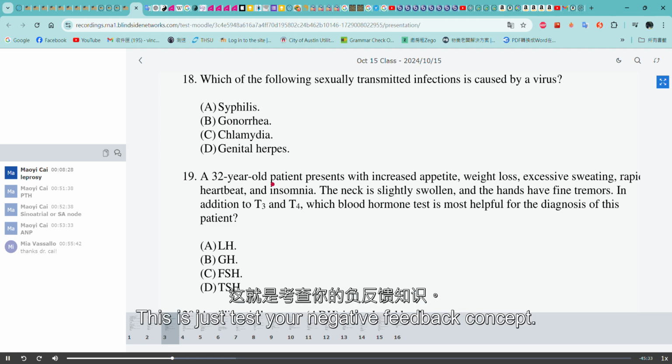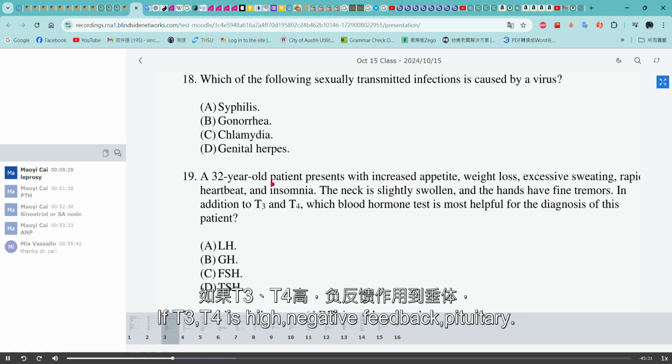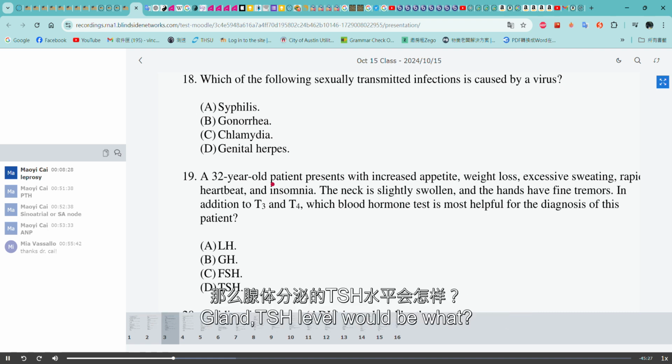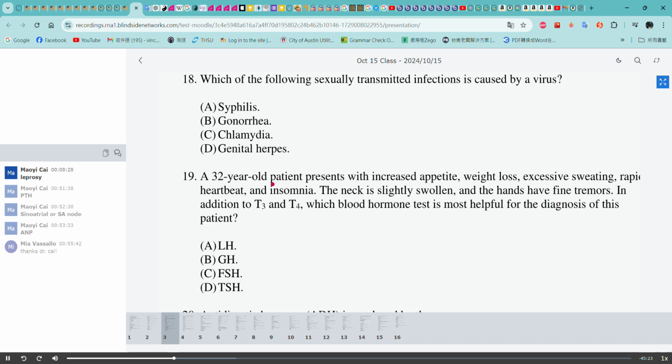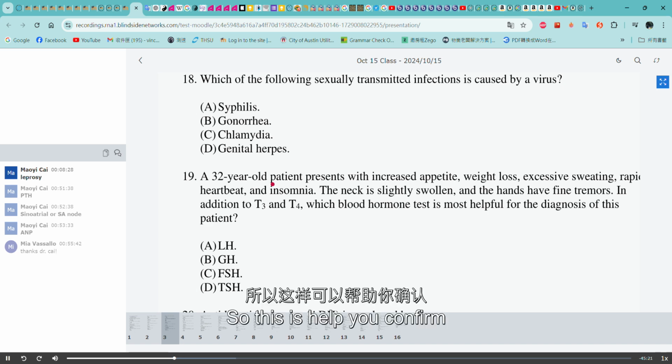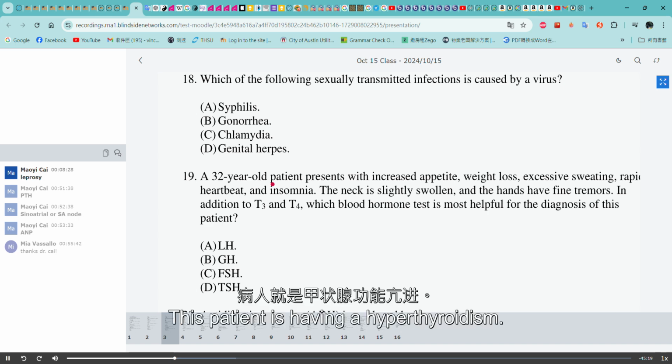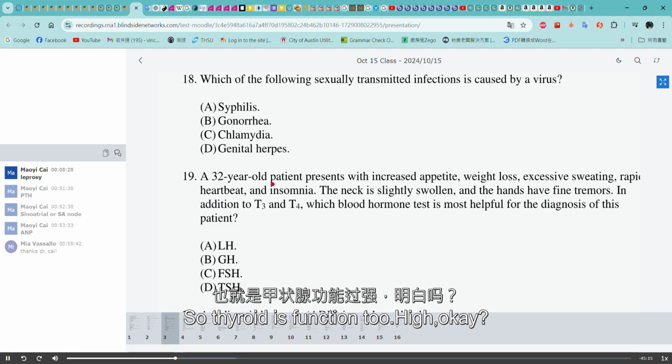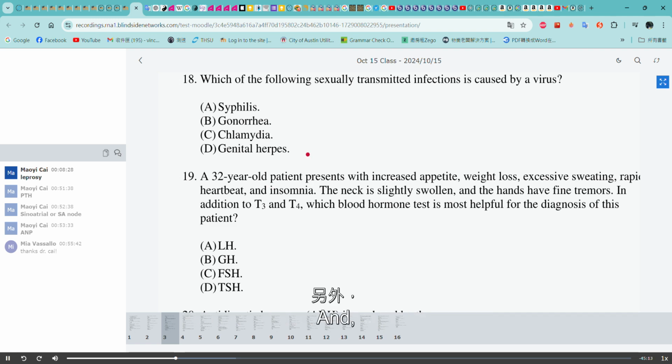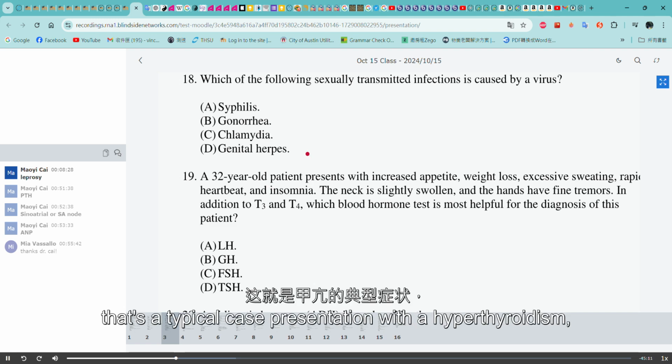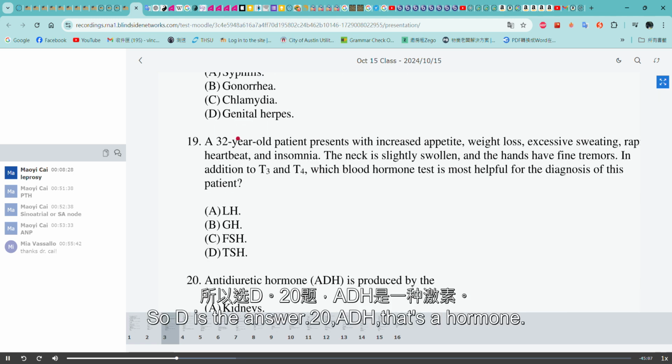Now, this just tests your negative feedback concept. If T3, T4 is high, negative feedback on the pituitary gland, the TSH level would be what? Low. It would be low, right? So this helps you confirm this patient is having hyperthyroidism. So the thyroid is functioning too high, okay? And that's a typical case presentation of hyperthyroidism, okay? So D is the answer.